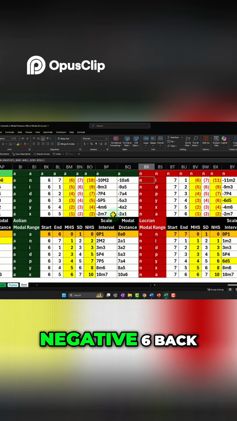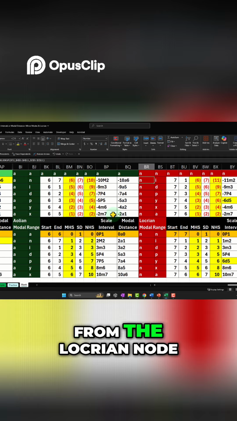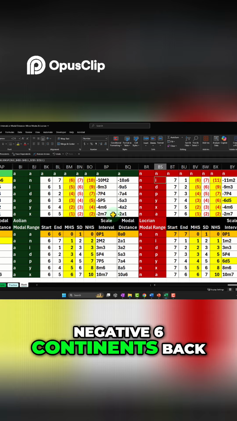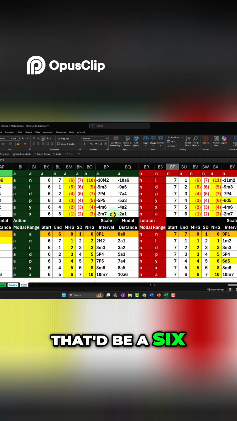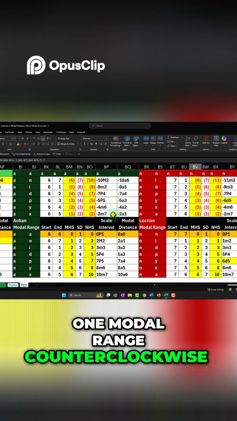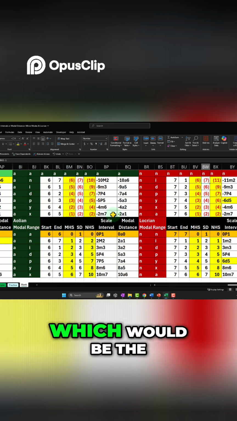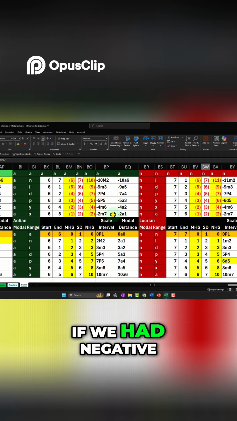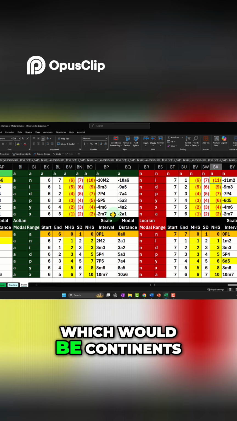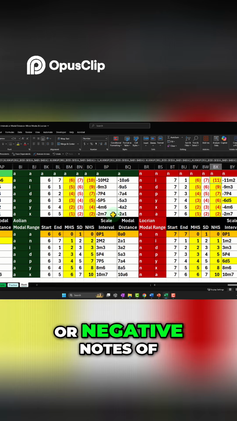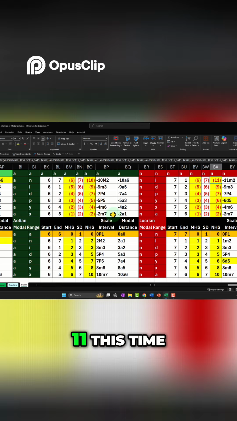So if I go -6 back from the Locrian node, -6 continents back would land me in the Ionian. That'd be a -6 modal range counterclockwise. -6 continents counterclockwise, or -6 modal half steps, which would be the -7th scale degree if we had negative scale degrees, which would be continents and oceans, or negative notes of 11 this time.